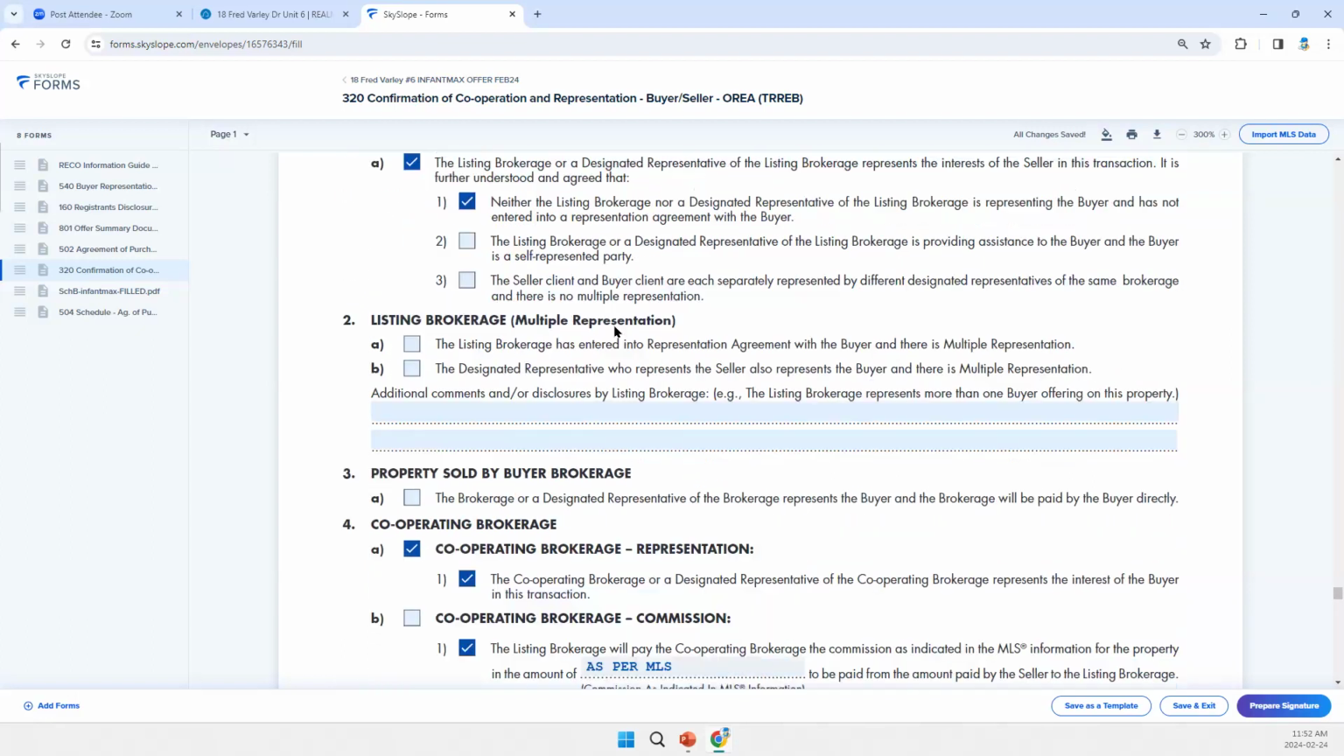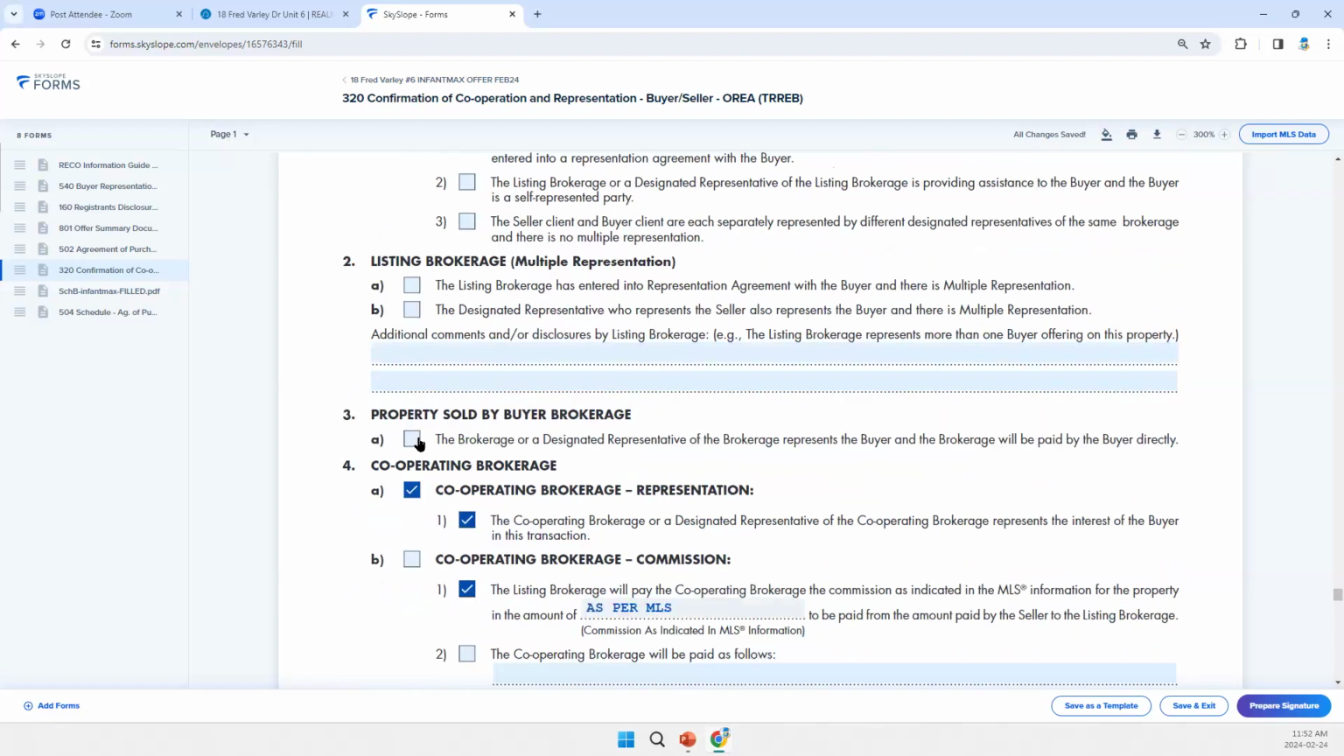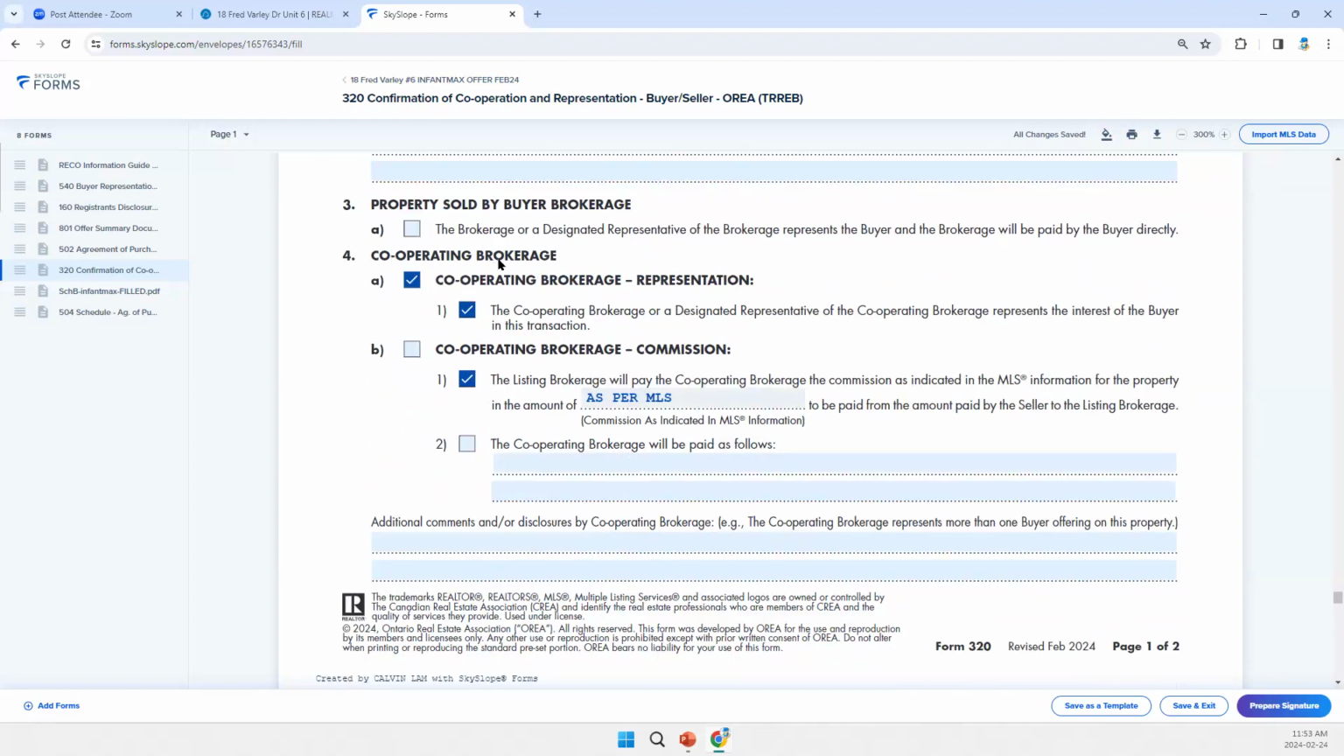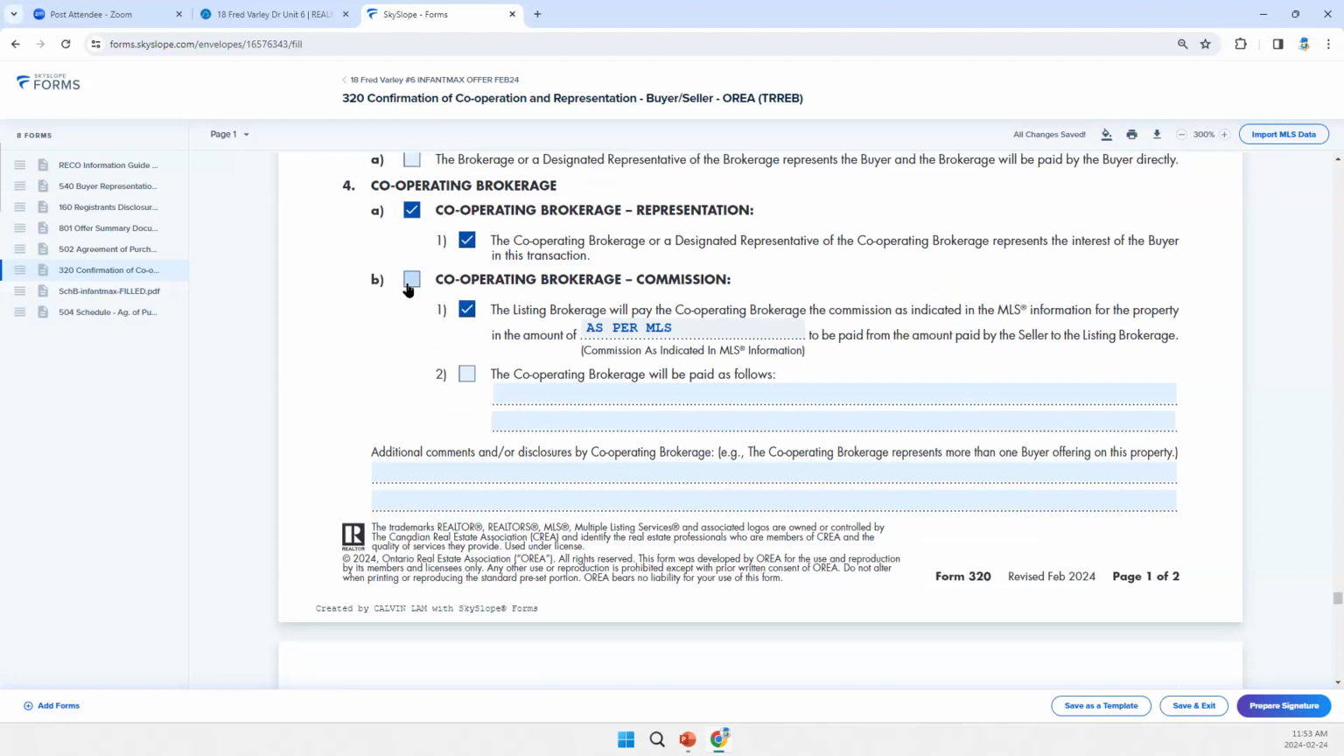Now, it's not a multiple representation. You skip it. It's not by buyer brokerage. You skip it. You are the cooperating brokerage, right? So you tick A, and then designated representation, yes. And then this one you also want to check, and the commission is as per MLS. If you don't feel good, you can put down 4%, or 4% or MLS. Okay, you put it as MLS. This is true. If you have this one, then you don't need this one. Okay.